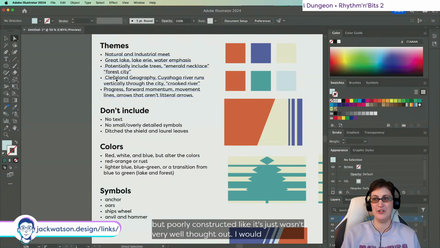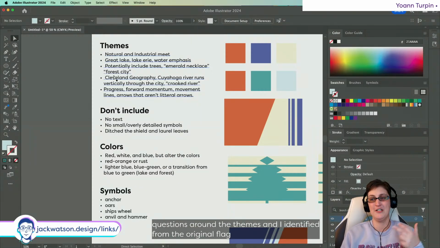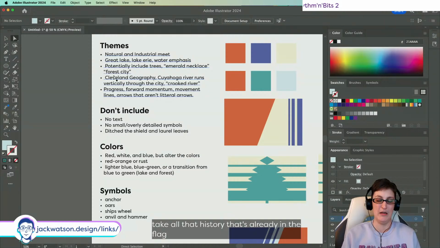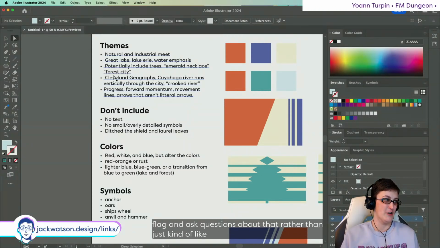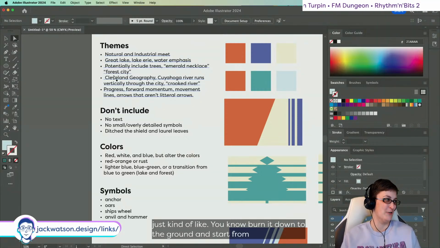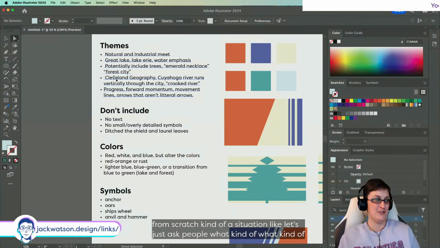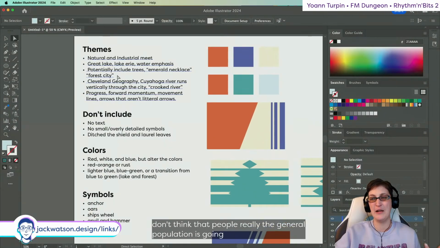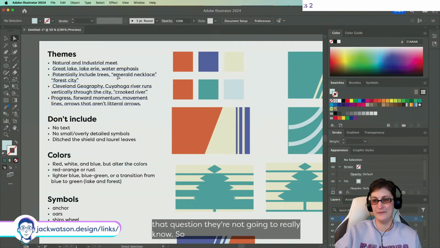I would ask people questions around the themes I identified from the original flag, the colors, the symbols. I would take all that history that's already in the flag and ask questions about that, rather than burn it down to the ground and start from scratch. Asking people what kind of shapes they associate with Cleveland, I don't think the general population is really going to resonate with that question. They're not going to really know. So that's kind of my thought.